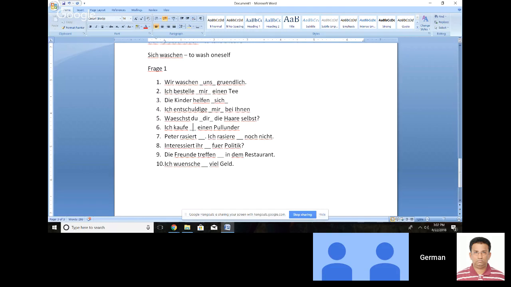And I was also thinking about number 4. Ich entschuldige mich. Does entschuldige take dative or accusative here? It takes dative. So it should be mir, right? Ich entschuldige mir bei Ihnen.